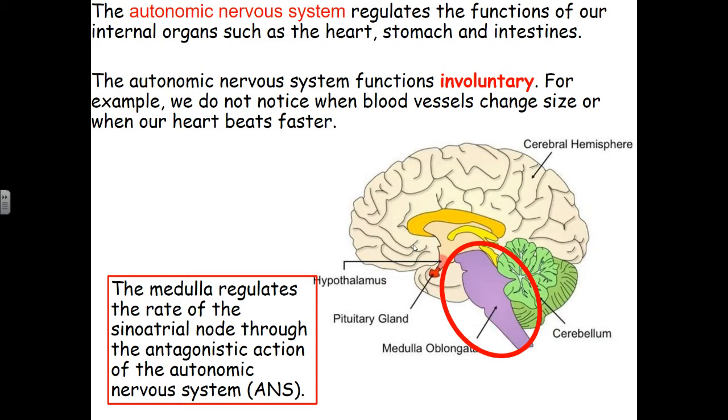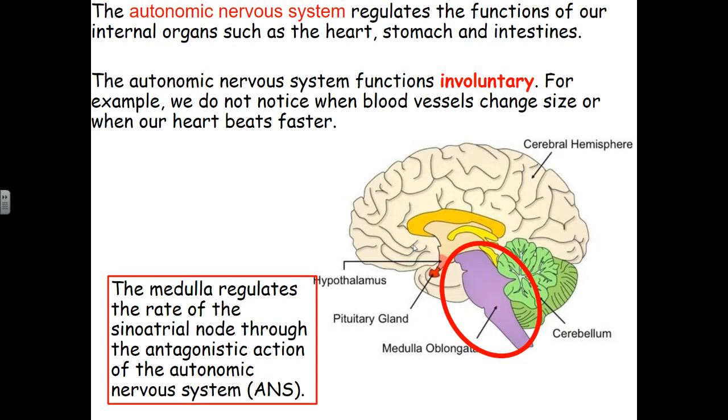So the autonomic nervous system will regulate the rate of your heart rate. It will regulate the emptying and control of your stomach and the absorption of nutrients in your intestines. It also controls things like your vasodilation and your vasoconstriction. So these are all completely involuntary, and it means that you don't need to control these consciously. They're done by the brain without your permission, essentially.